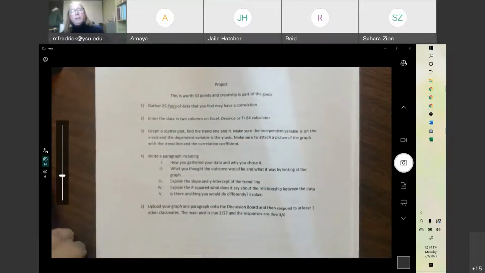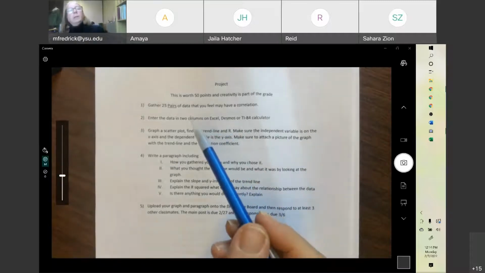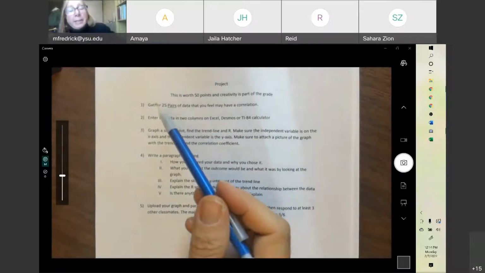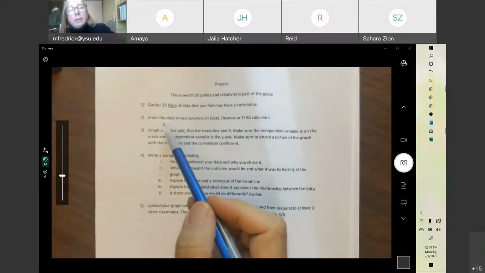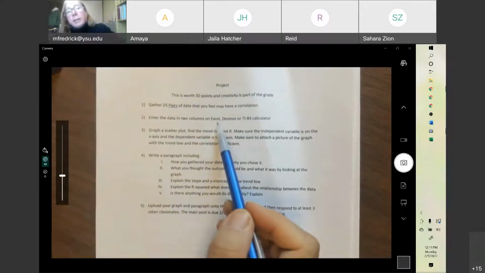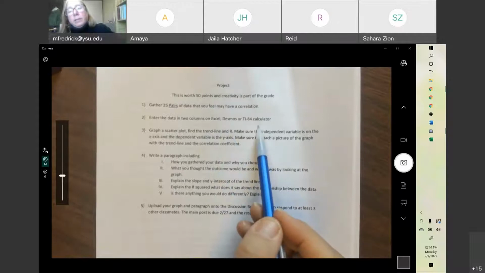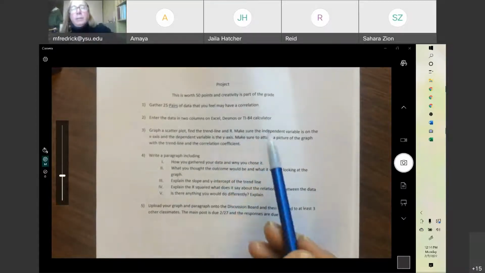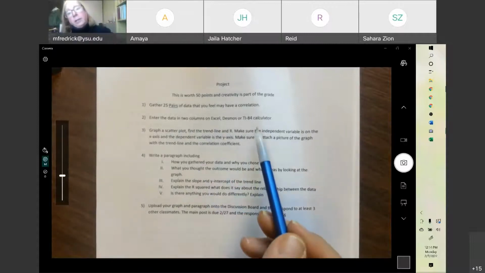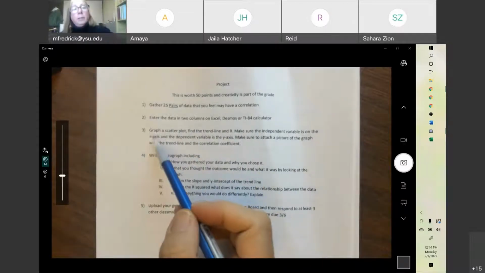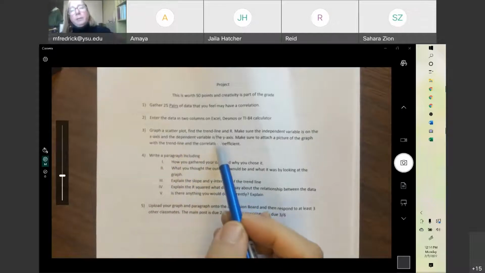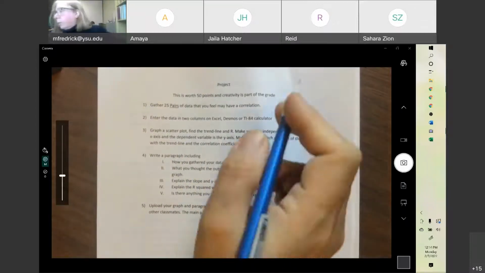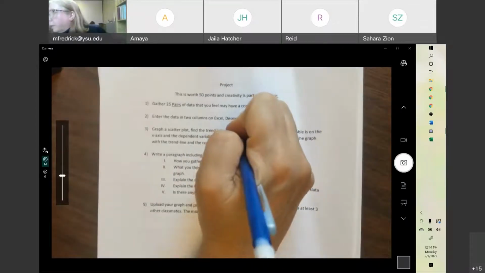The project is worth 50 points and you're going to actually get the data. Enter it in 2 columns. You can use Excel, Desmos, or your calculator. Calculator's a lot more work because you have to go into separate places to find R squared and your line. So you'll graph it. You'll find the trend line and the R or R squared. Either one's fine.